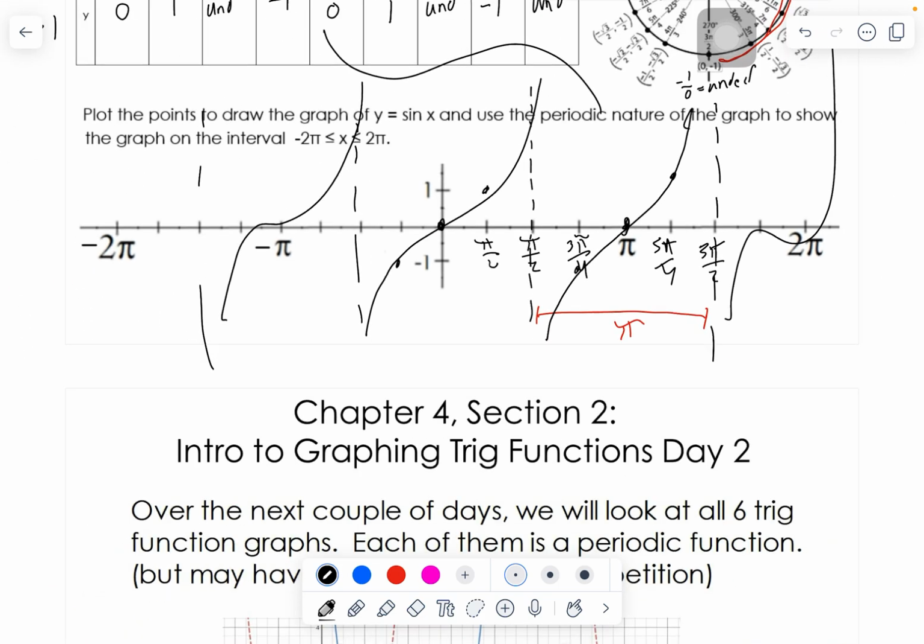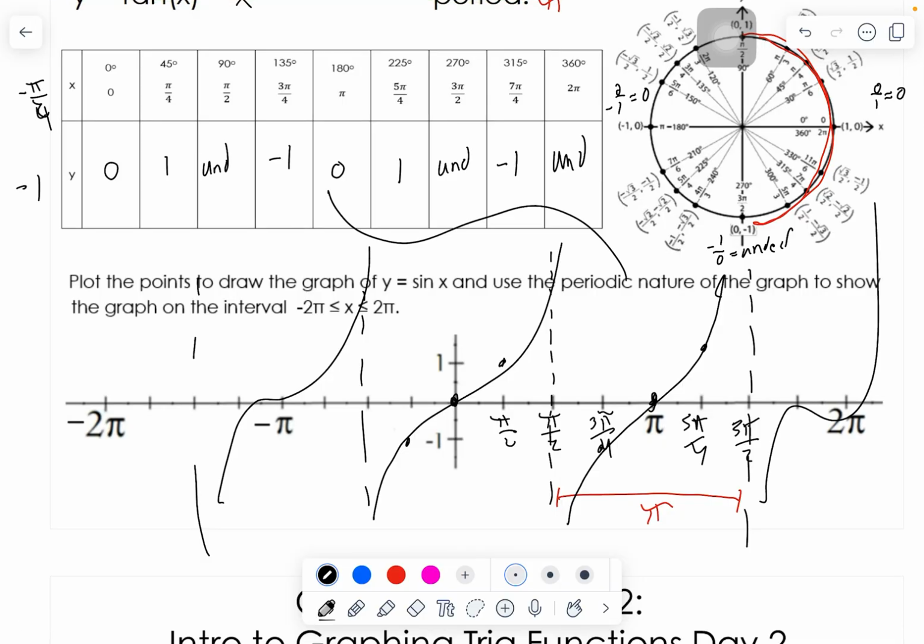So I hope tangent is not freaking out too much. We'll talk about it a little bit more in class. But yeah, sine, cosine, and tangent, and we'll worry about the reciprocal functions in the next video.